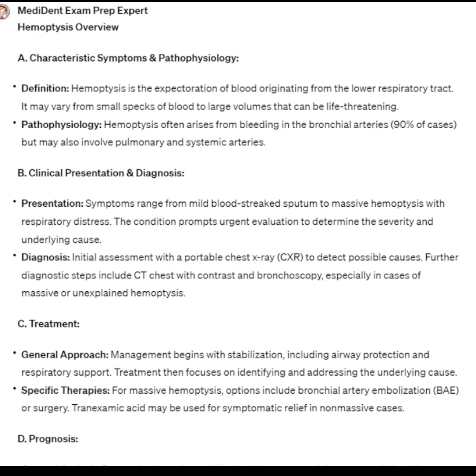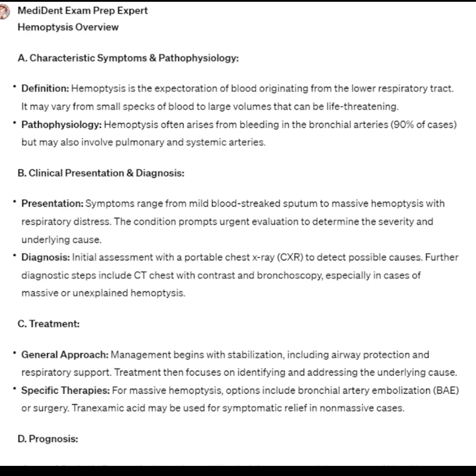C. Treatment. General approach: management begins with stabilization, including airway protection and respiratory support. Treatment then focuses on identifying and addressing the underlying cause. Specific therapies: for massive hemoptysis, options include bronchial artery embolization, BAE, or surgery. Tranexamic acid may be used for symptomatic relief in non-massive cases.